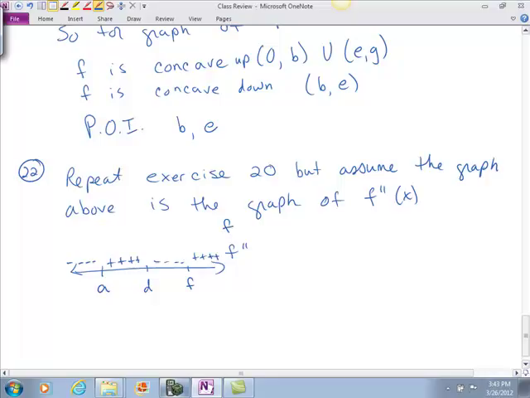So the original function f is concave down when the second derivative is negative. It's concave up when the second derivative is positive, and then concave down, and then concave up. And because there is a change in concavity, A, D, and F are points of inflection.